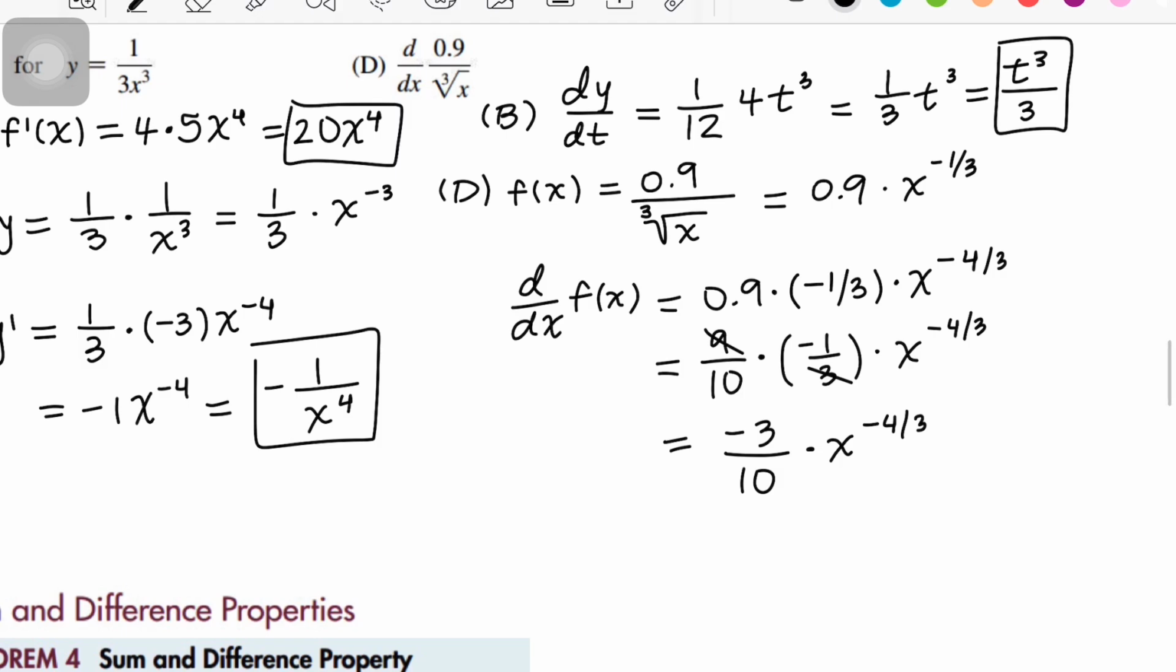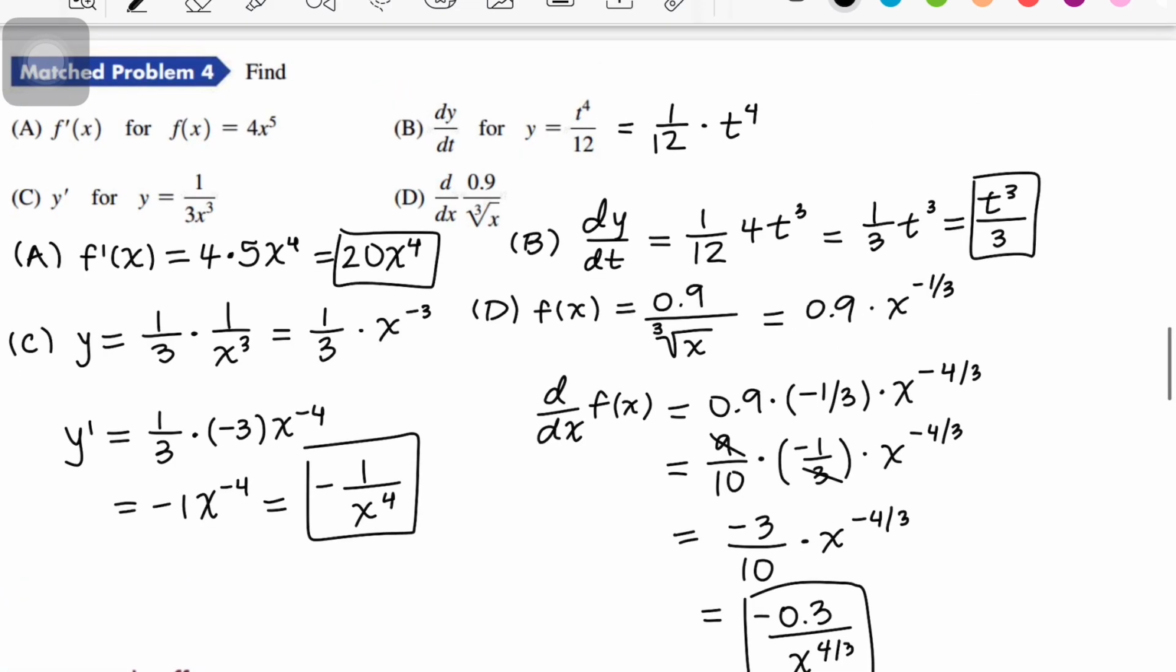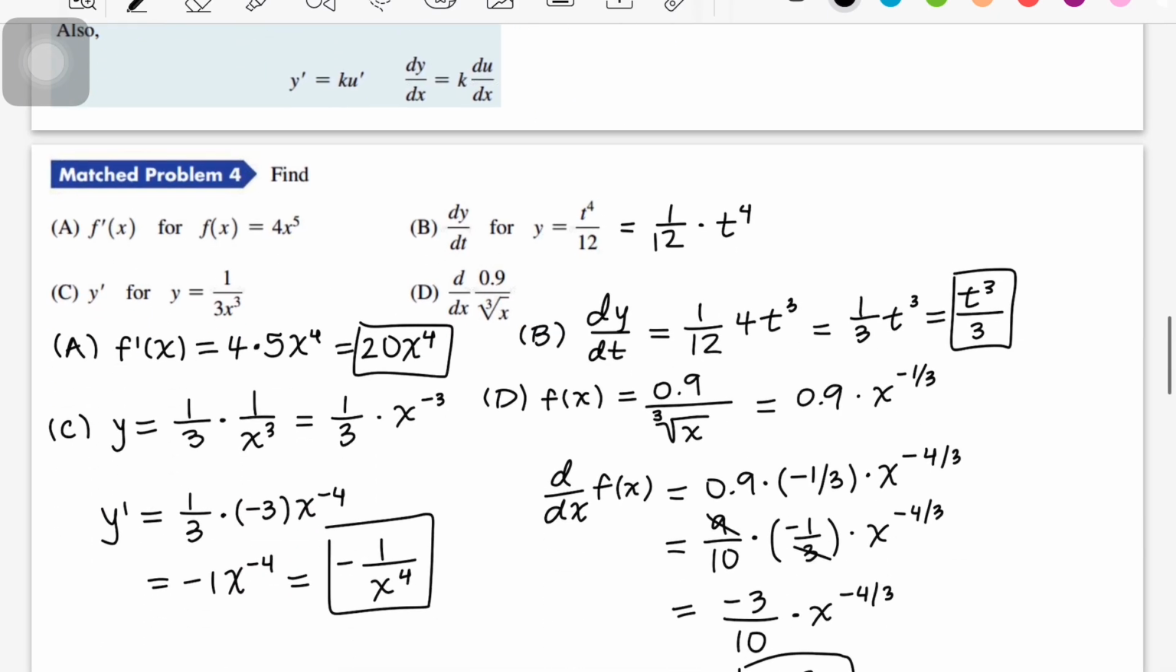And then our last step for simplifying this, I'll rewrite this as a decimal, which will just be 0.3, and then we'll bring this down to the bottom so we can write this with positive exponents. So we get -0.3 over x to the 4/3 power. And that would be our derivative there. Okay, so that's how we can use the constant multiple property.